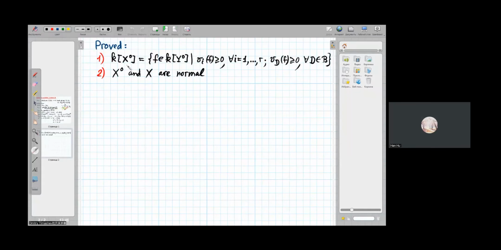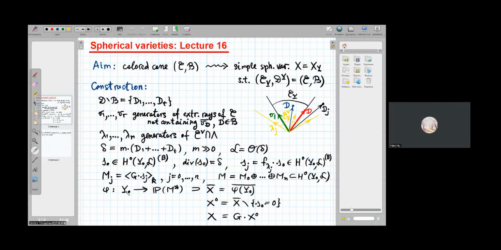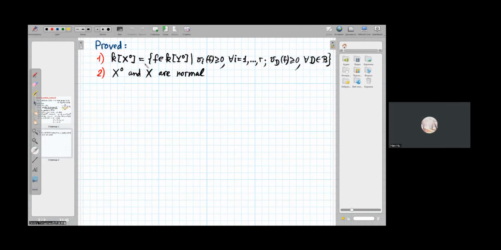But we obtained another description of this coordinate algebra. This coordinate algebra is canonically embedded in the space of rational functions on the orbit Y lower naught, and it consists exactly of all functions which are regular on the open B orbit, Y upper naught.